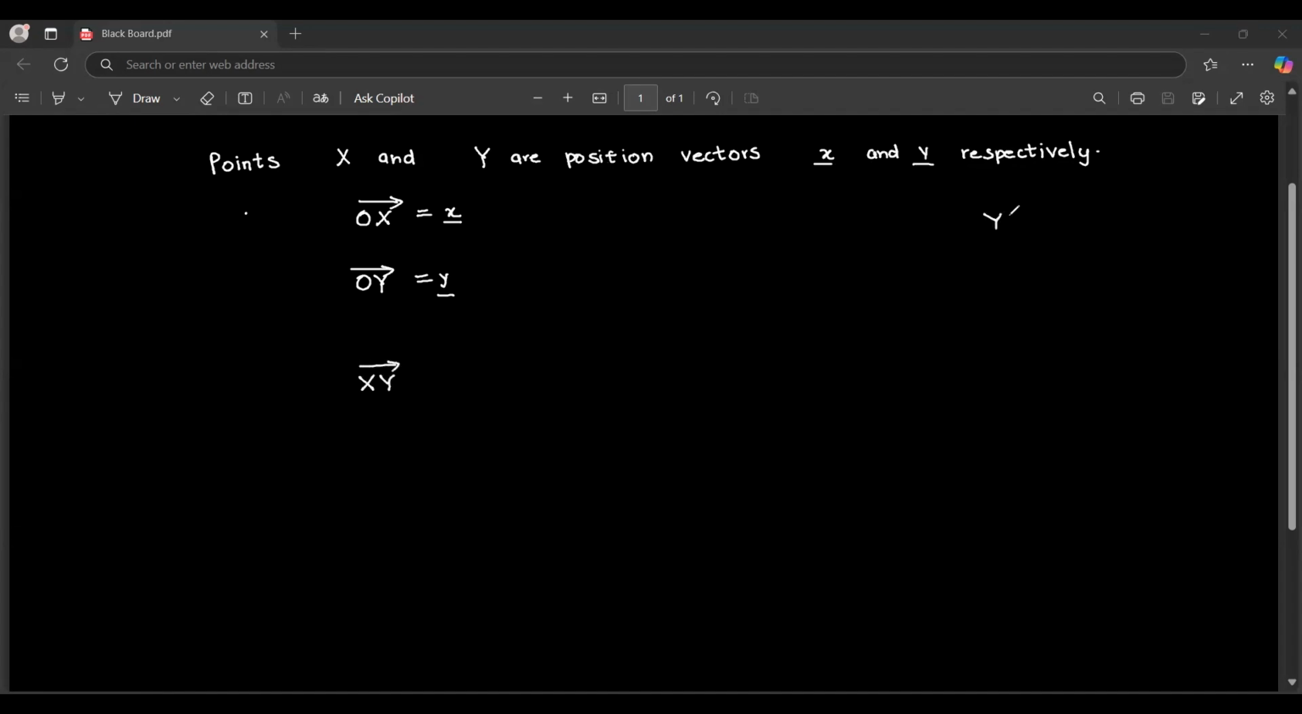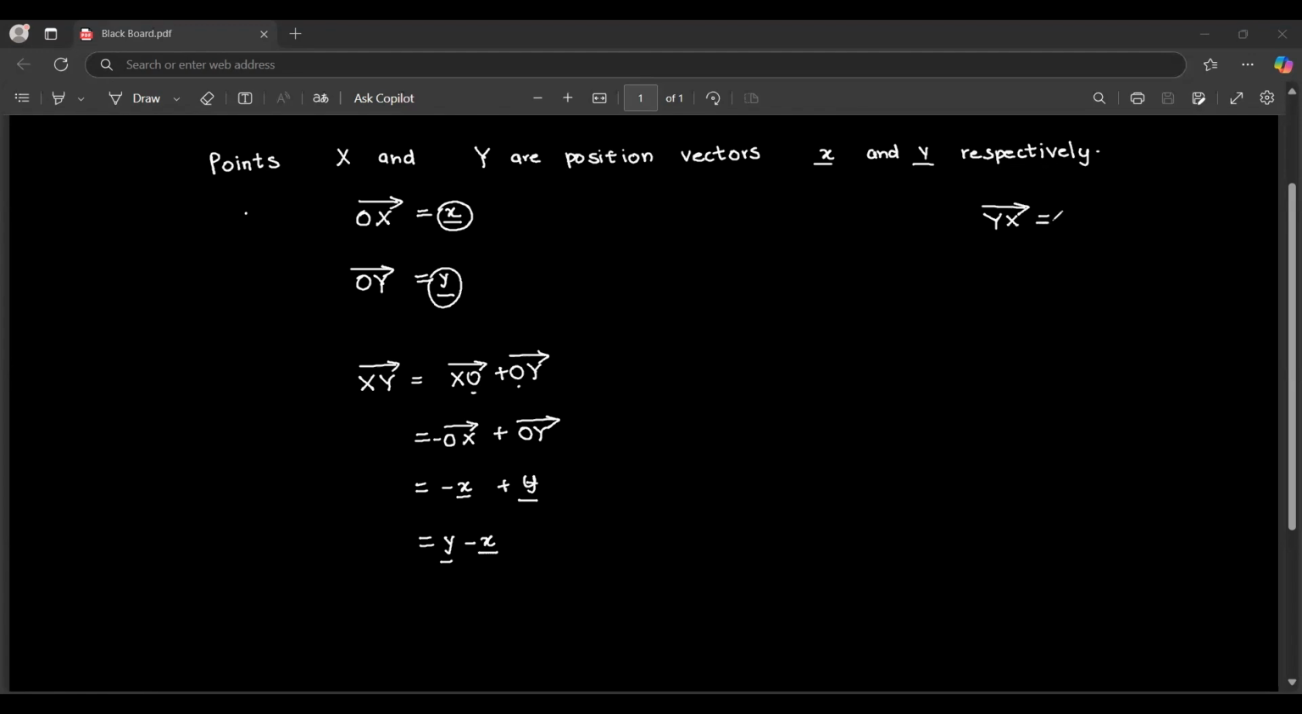I'll also do YX. So I can write XY as XO plus OY. Can't I? This O and this O will disappear. And I know XO is equal to minus OX, and OY is OY. Now we have vector x and vector y. So that will be equal to minus vector x plus vector y. So I can rewrite it as y minus x. This is one way.